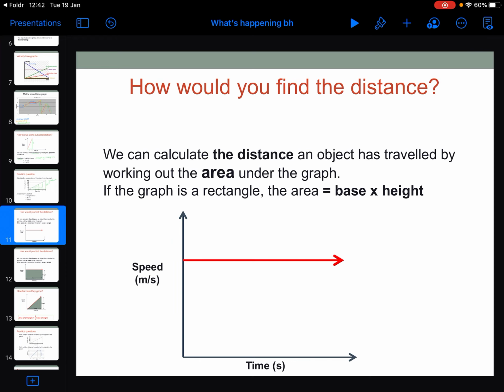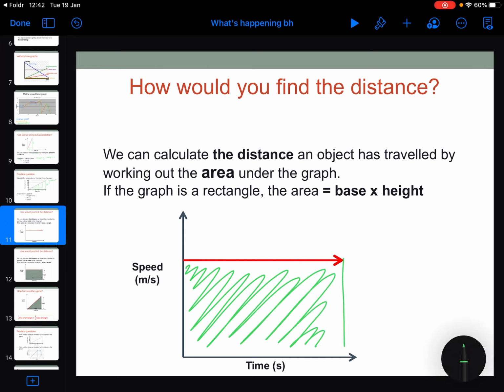Okay, here's our speed time graph, and the question might say, work out the distance that this object has travelled. Now, what you want to do is work out this area. So you can see it's a nice rectangle that it's formed. And so how do you work out the area of a rectangle? You find the base, which is whatever the time is.